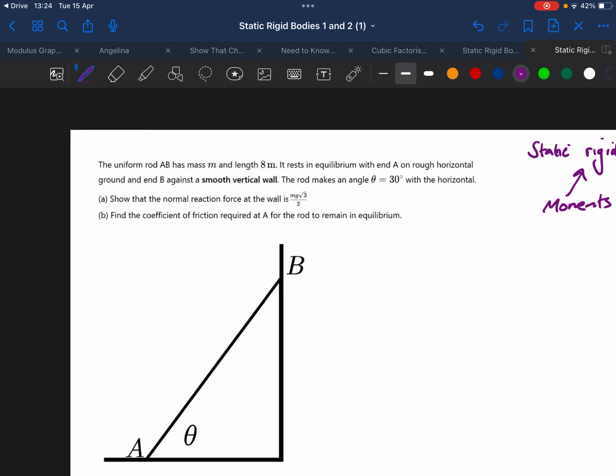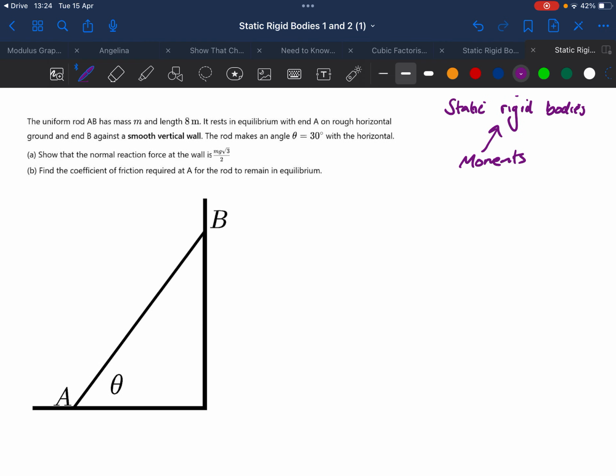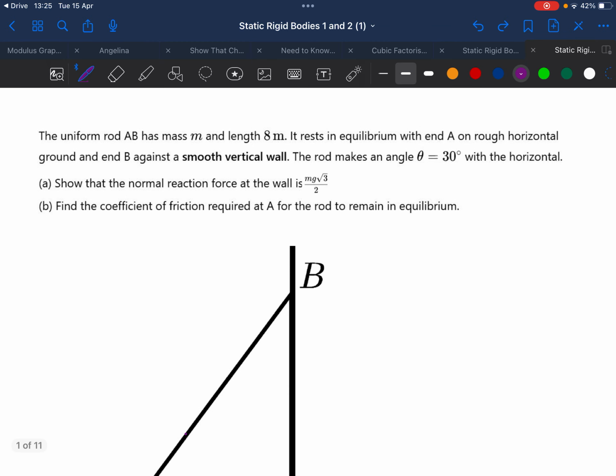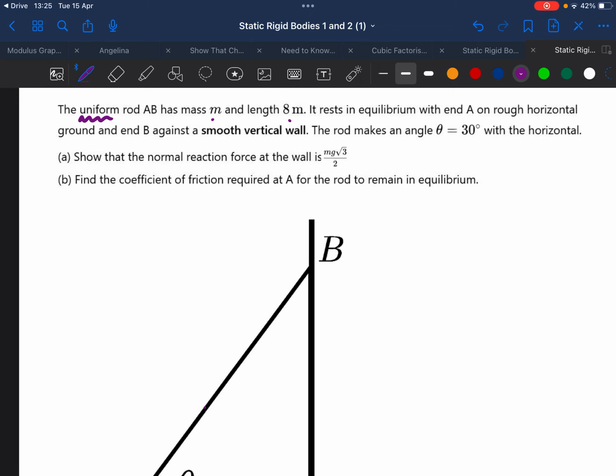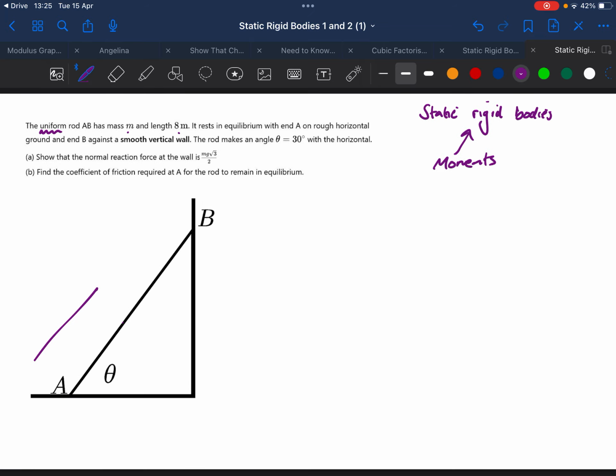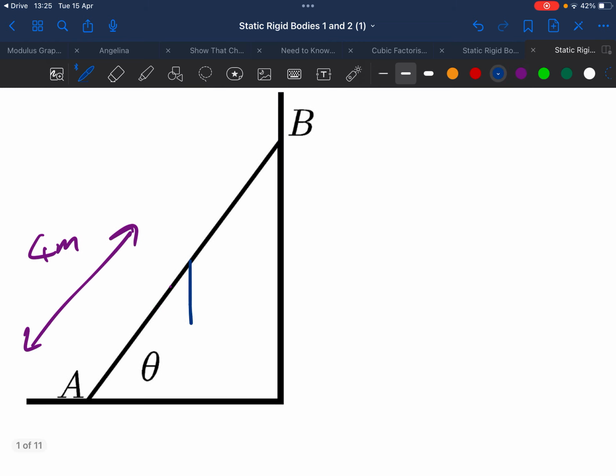So here we go. We've got a diagram where we've got the typical situation, which is sort of a ladder, and it seems to be connecting, so touching the ground and a wall. So here we go. A uniform rod. So uniform means that the weight acts in the middle. So if it has mass M and it's 8 meters, what that means is sort of halfway up. So I'm going to write 4 meters here. It's got a force of mg acting downwards.